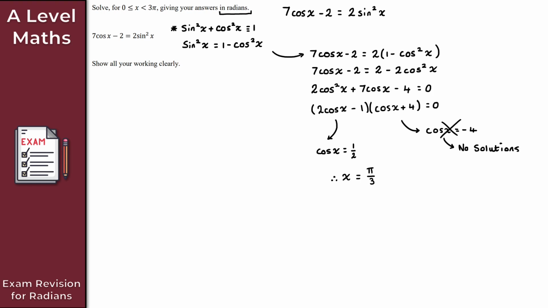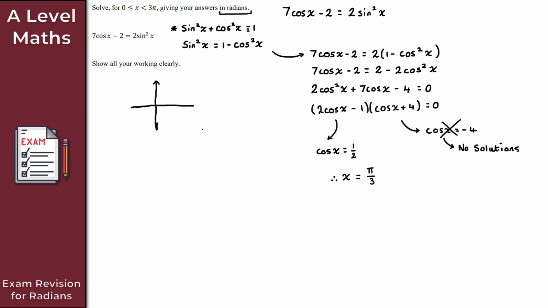Now to obtain the remaining solutions, what I'm going to do is use a CAST diagram. If you don't like the CAST diagram method, that's absolutely fine. You can use, say, a graphical method. Again, that's absolutely fine. I personally prefer a CAST diagram, so that's the method I will use here. But any method is absolutely fine, as long as you show your working. So my CAST diagram will look like the following. It's not perfect, but you get the idea.